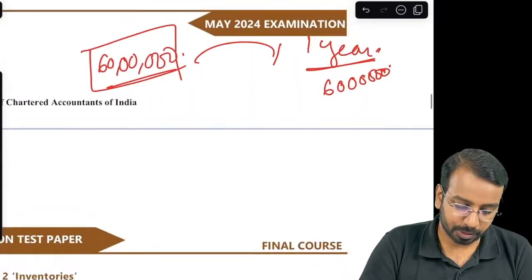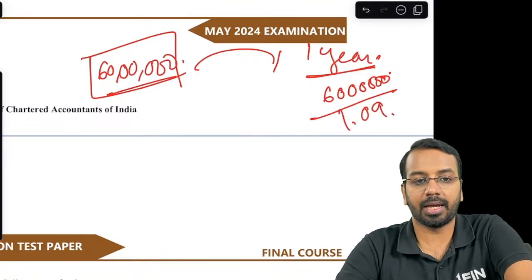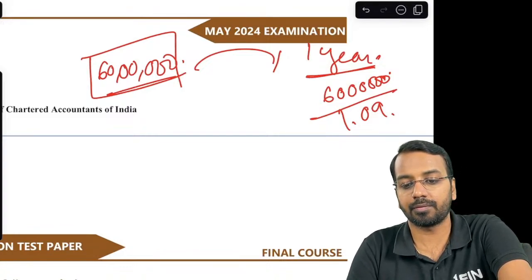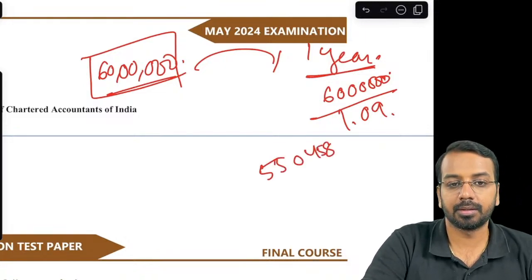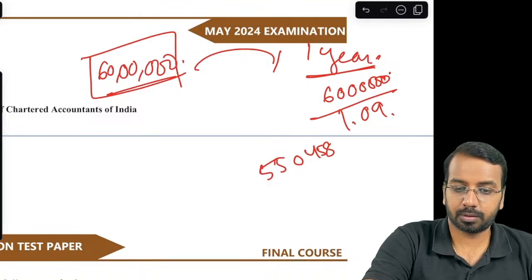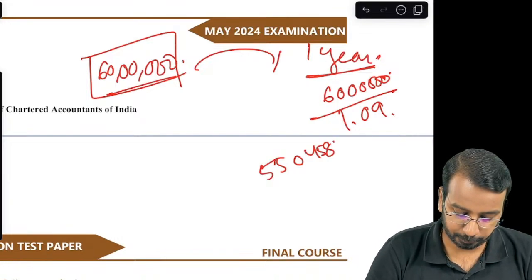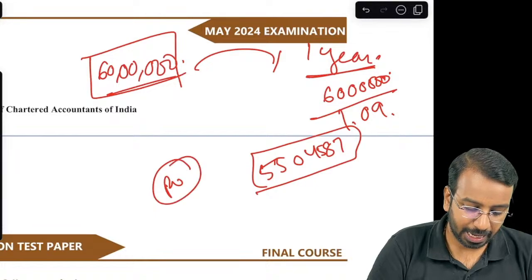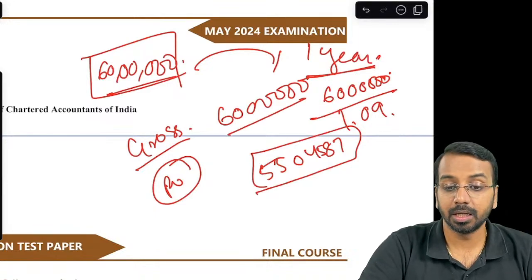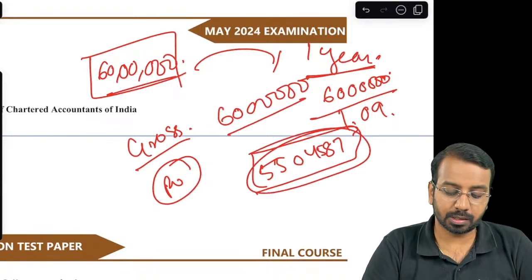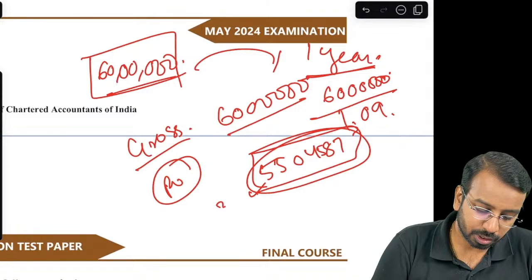It says 9%. So if you have to determine the present value of the cash flow, 60 lakhs divided by 1.09, you get how much? 55.0458. 60 divided by 1.09 gives 55.04587. This is the present value. Okay. And what is the gross carrying amount? Gross carrying amount is 60 lakhs. Right? So what you have to do is measure the asset now at 55 lakhs 4,587, as on which date? You will recognize this as on 31st of March.